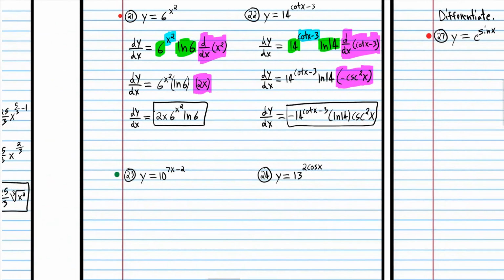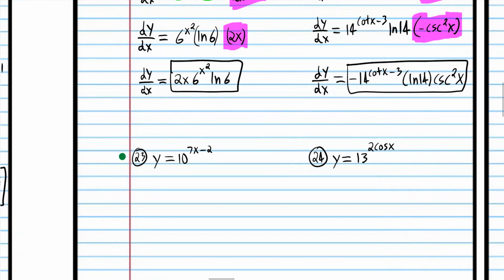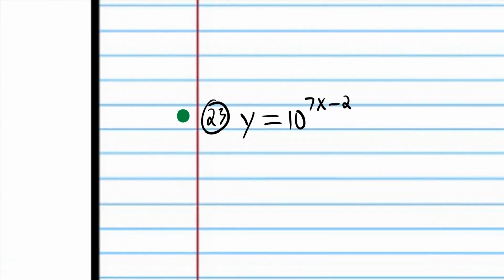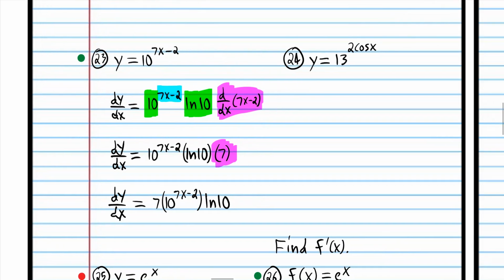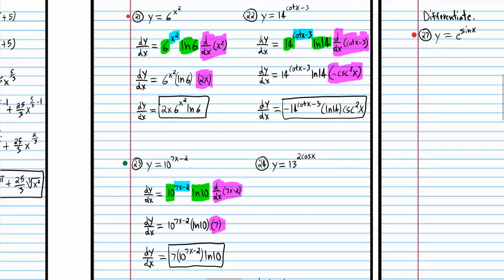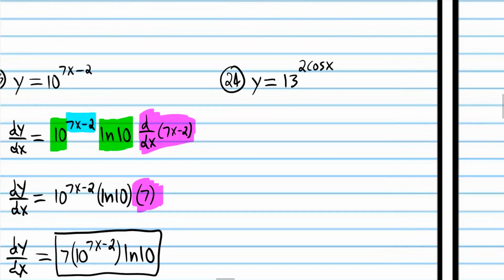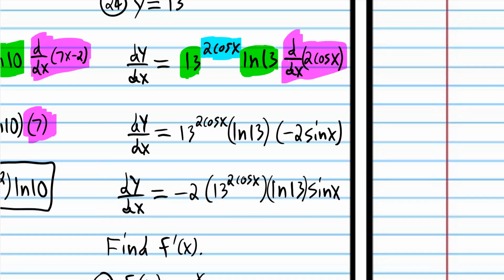I want you to try number 23. Use 21 and 22 to help you, and when you come back, we'll do it together. Okay, we're back. If you got that right, excellent. Go ahead and try number 24. When you come back, we'll do it together. All right, we're back. So if you got that right, excellent.